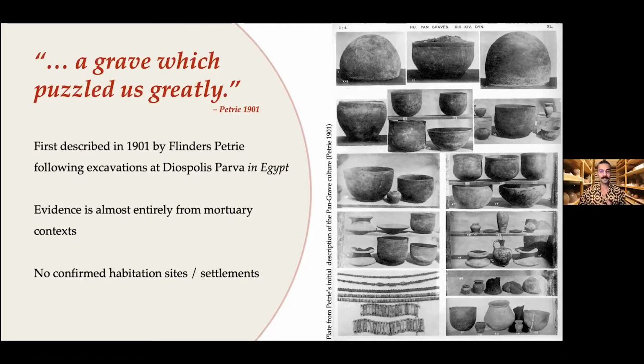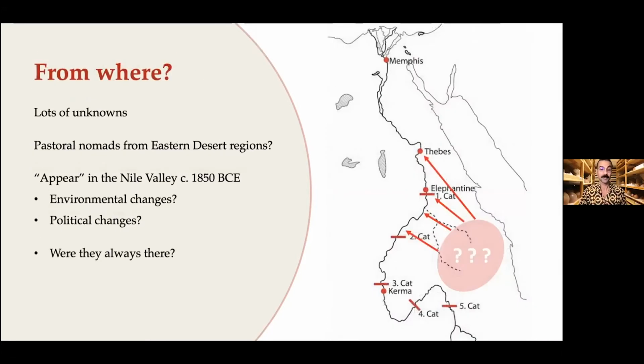We also don't know where Pangrave culture came from, assuming that it came from anywhere in the first place, or how it becomes recognizable in the archaeology of the region. What seems to be the case, though, is that these communities that we see emerging in the Nile Valley around 1850 BCE are likely related to nomadic pastoral cultures that roamed the desert regions to the east of the Nile, and that some of those communities chose to settle in or near the Nile Valley for an as yet unknown reason. Sometimes it's suggested that it had something to do with environmental changes in the desert that drove people towards the Nile, but there's no hard evidence for this.